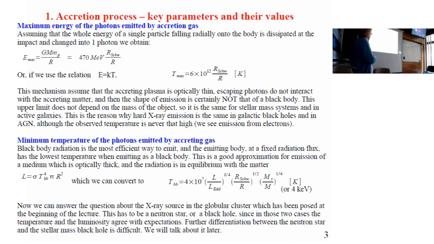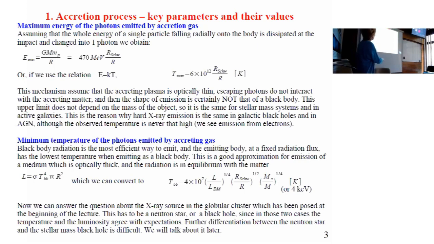And in this case, for a given flux, the radiation is most efficient and the temperature is the lowest if the emission is locally black body. This is always true. Any departure from the black body under the same flux raises the temperature. So to get the temperature, we need to assume black body radiation. So if we have a body of radius r and luminosity L, we can determine this black body temperature.